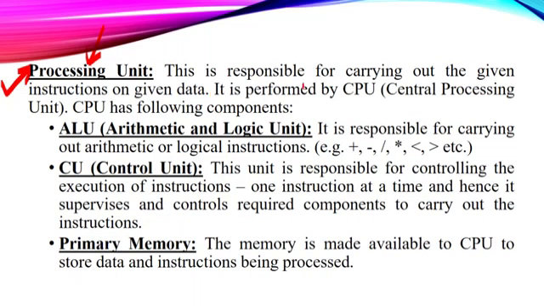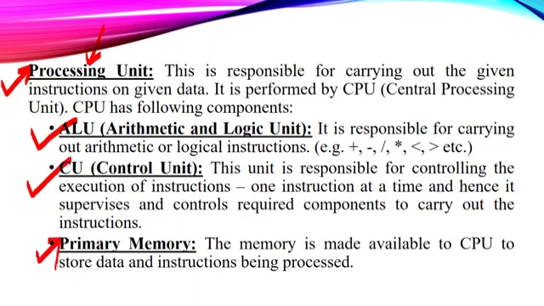Now this processing part is done by the CPU. The CPU stands for Central Processing Unit. In the CPU we have three components, as we have discussed earlier. These three components are ALU, CU, and then we have this primary memory.